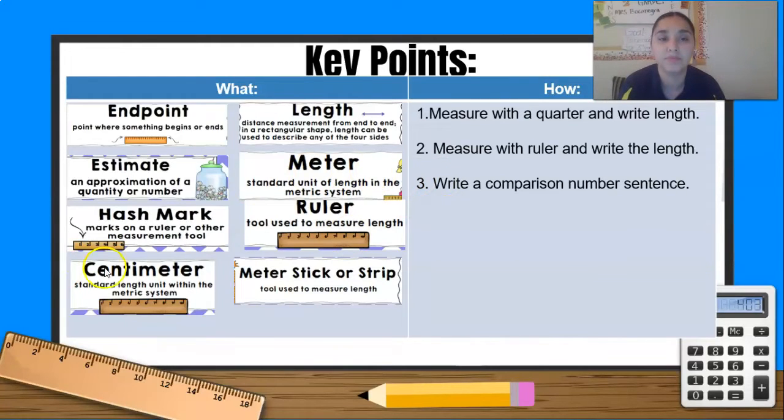Now, we're not going to be using a meter today, but that's another standard unit. And how are we going to do that? Here are the steps that we need to take today in order to be successful. Well, number one, today we're going to be measuring with a quarter, with a penny, and we're going to write the length. And then we're going to measure with our actual ruler. And the last step is that we're going to write a comparison number sentence. Boys and girls, comparison number sentence is another word for subtraction because we're comparing two things. Well, this and this, I'm comparing them. So let's start.